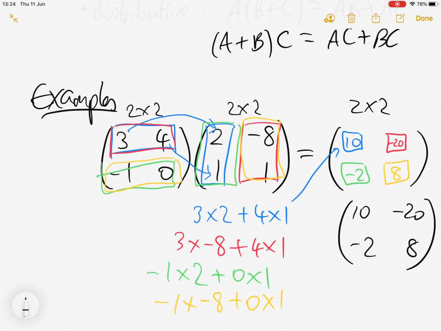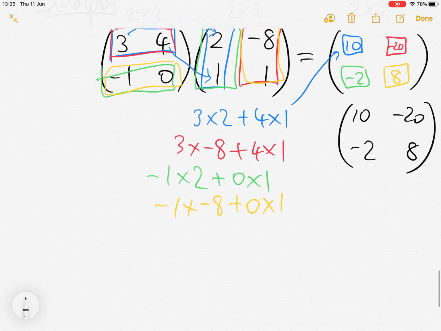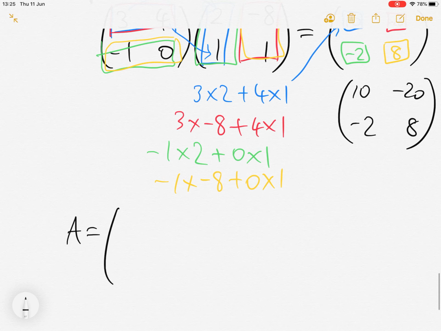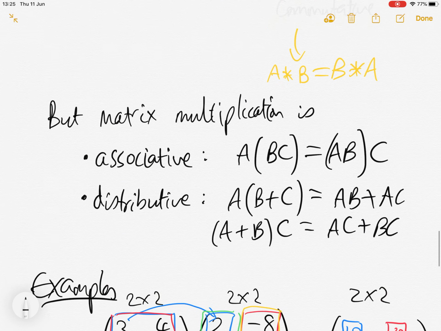This procedure can be extended to other kinds of matrices. So we'll see now a different example. Perhaps if we take, let's have A is 1, 1, 1, 0, 1, 3, 0, 0, 1. So that's a 3 by 3 matrix.